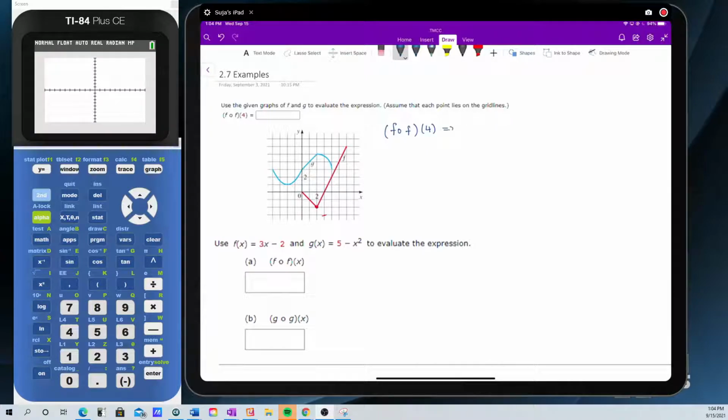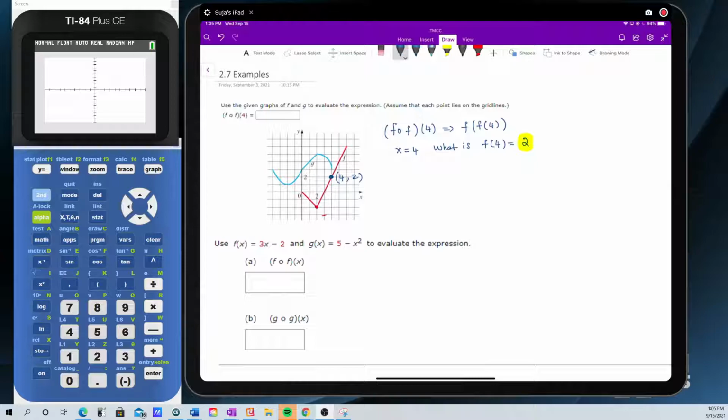Again, we know the meaning of this is f of f of 4. So what I have to first do is find when x is 4, what is f of 4? Okay, and that's going to be when x is 4, 1, 2, 3, 4, and I'm looking at the red graph. My f of 4 is the y value, so this is 4 comma 2, so it should be 2.